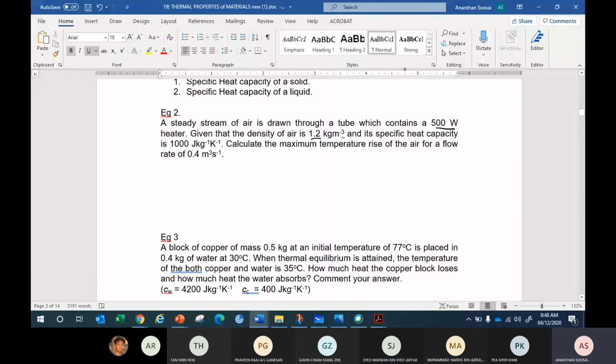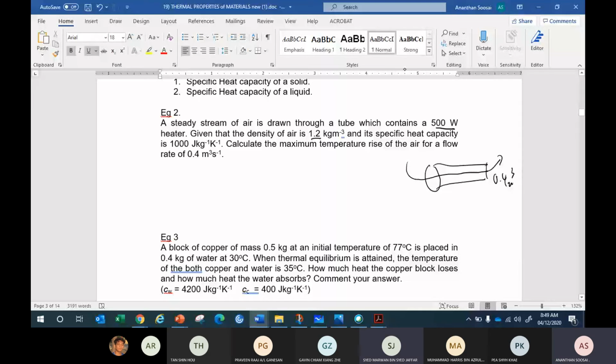Specific heat capacity of the air is 1000 joule per kg per Kelvin. Calculate the maximum temperature rise of the air for a flow rate of 0.4 meter cube per second. The air drawn from the air dryer leaves at about 0.4 meter cube of air every second.